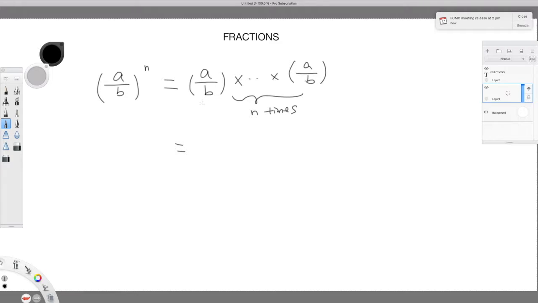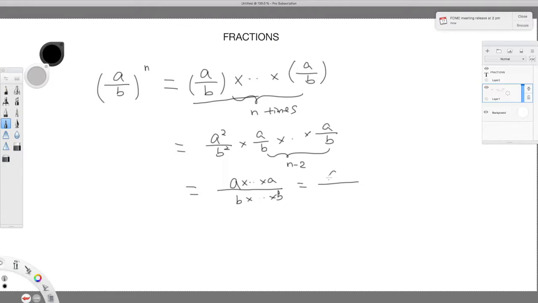And if we do this multiplication, the first two numbers and then the next two numbers, it's going to equal a squared over b squared times a over b times a over b, now only n minus 2 times. And if you continue this, it's going to be all the numerators multiplied together, a times a, n times, and b times b, n times, which of course equals a to the n over b to the n. So for fractions, if you raise to a power, it's the same as raising the numerator to that power and raising the denominator to that power. So let me write this down clearly. a over b to the power n equals a to the power n divided by b to the power n. Okay, so that's pretty simple.